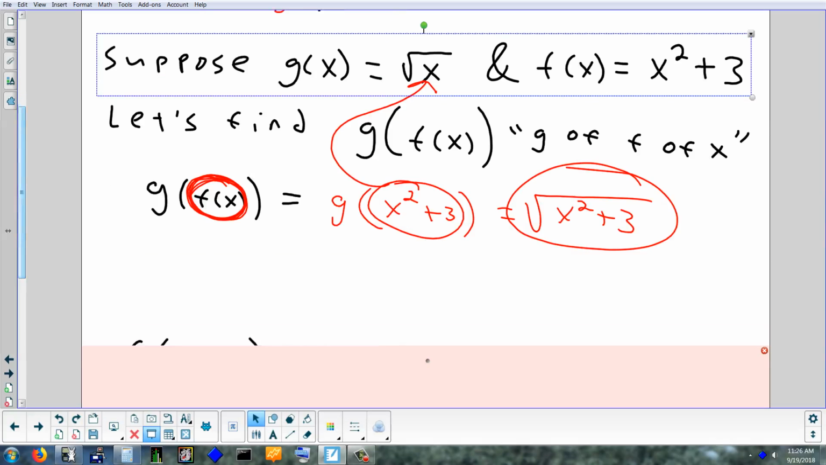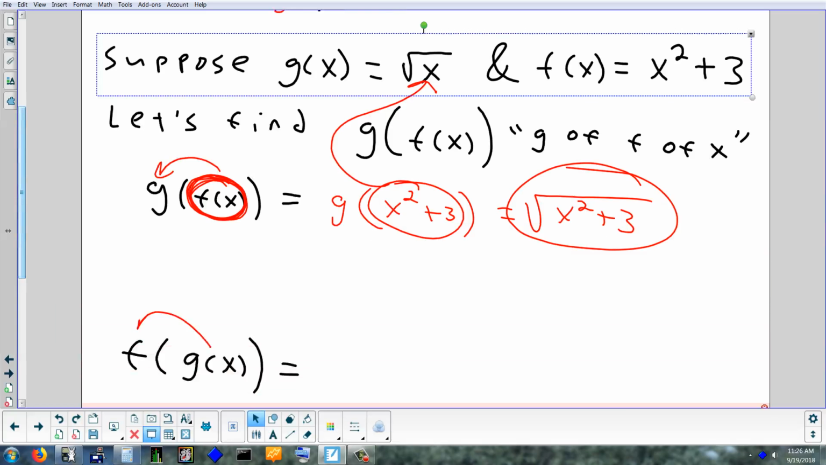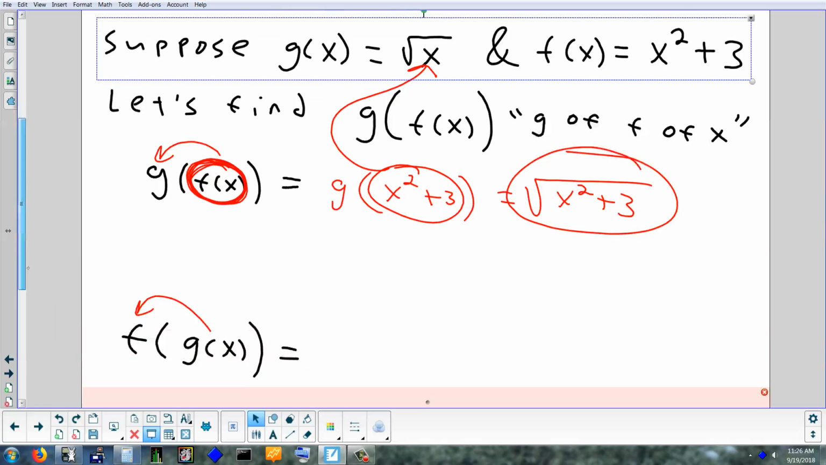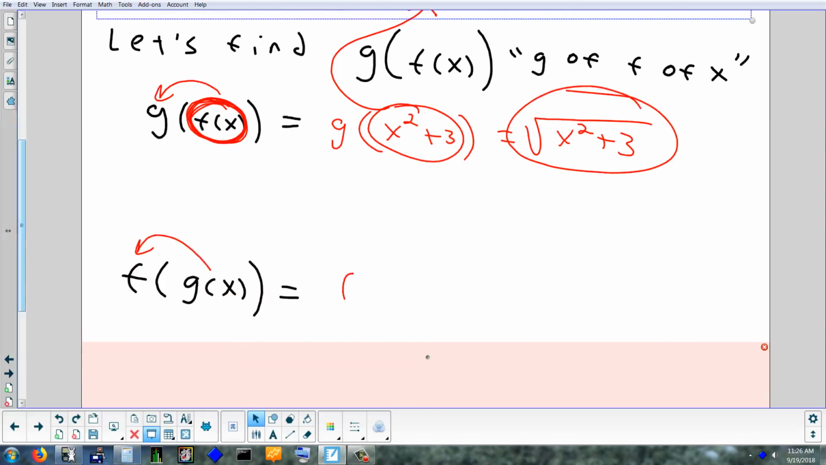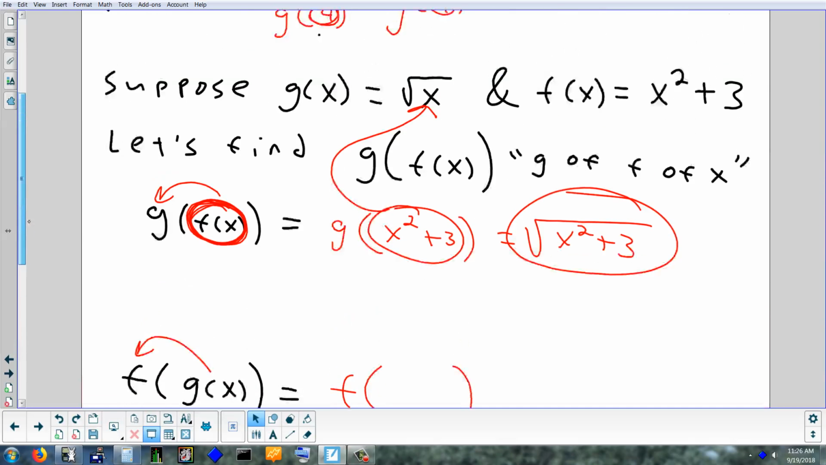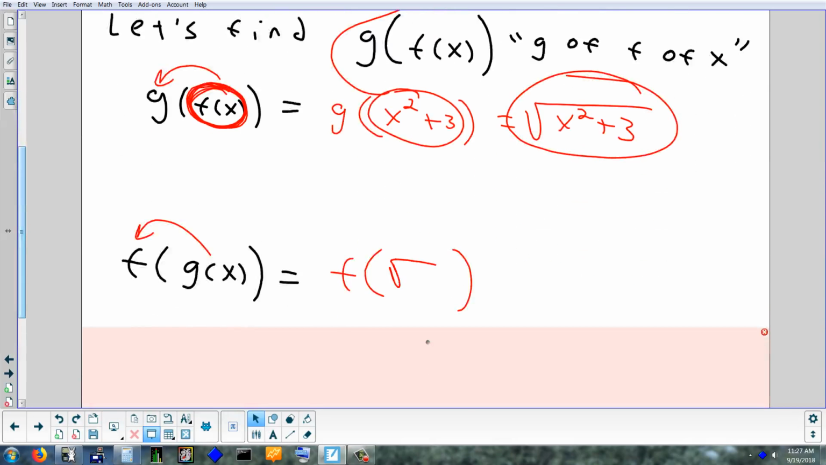Let's try it the other way. Do you think I'm going to get the same answer when I plugged f into g? Now I'm going to plug g into f. Do you think I'll get the same thing? No, I'm not going to get the same thing. So now I'm doing f of, now look up what g of x is. Square root of x.